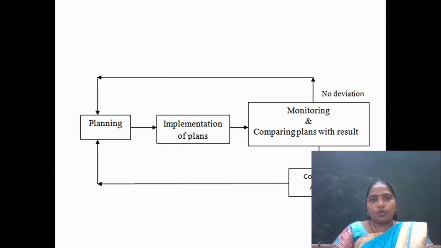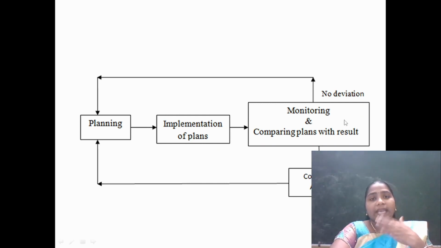The block diagram shows the basic blocks of planning. Initially, planning related to generation, transformer as well as transmission, all the components is required. And next, according to our plan, we implement the plan. And next is monitoring and comparing plans with the result. We need to monitor regularly the power generation and how much it is distributed, and we compare it with the previous result.